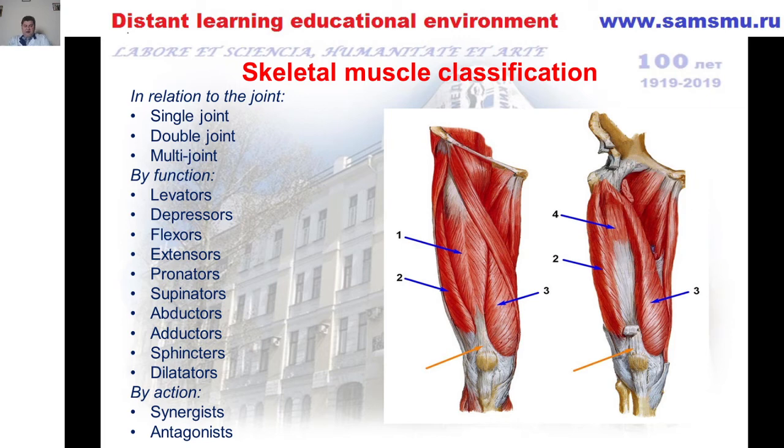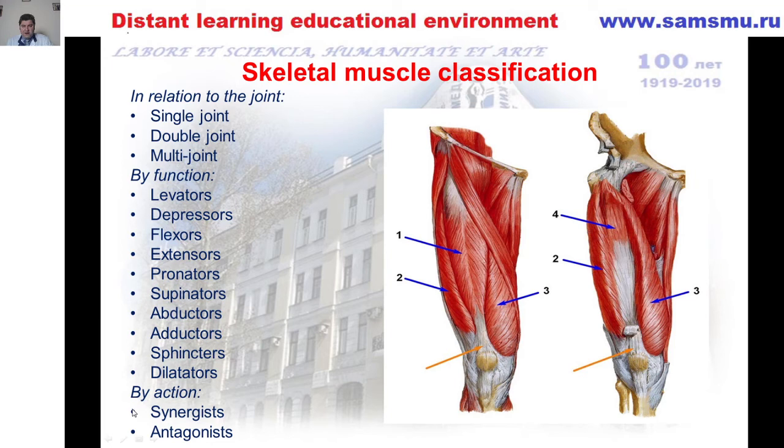By function, muscles are divided into flexors, extensors, abductors and adductors, supinators, pronators or inward rotators, sphincters, dilators, levators, depressors, and others. This is the functional classification. Many muscles perform their functions more complexly, being in relation to each other either antagonists or synergists.